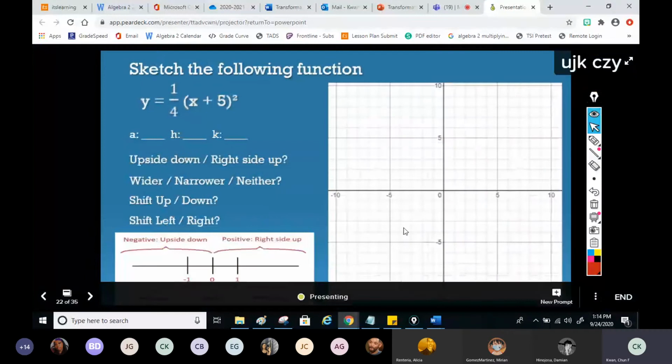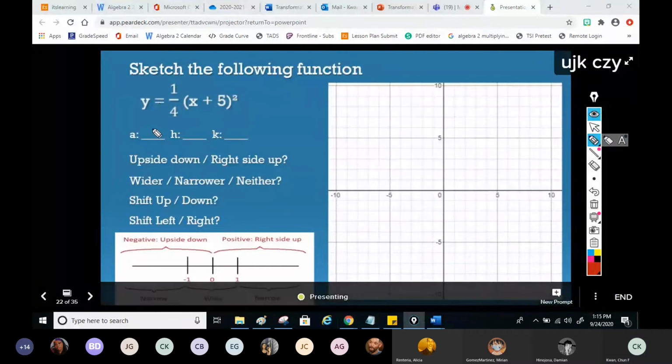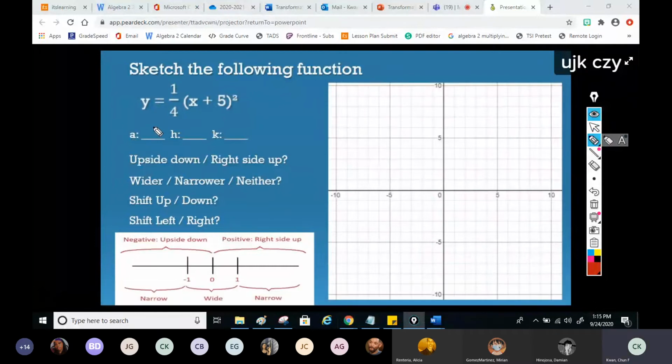All right, let's do one more problem. Okay, so in the equation I gave you, A is going to be 1/4. And if anyone is not good at fractions, 1/4 is basically 0.25, okay? 0.25.